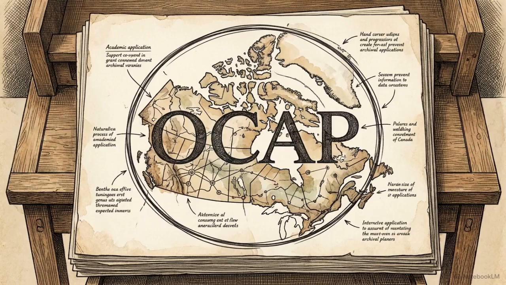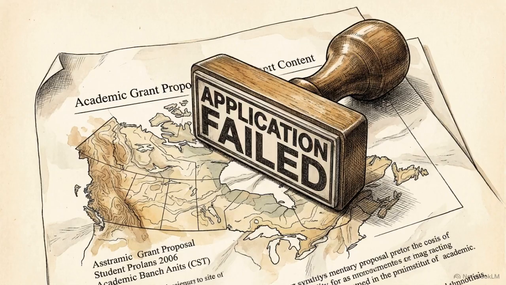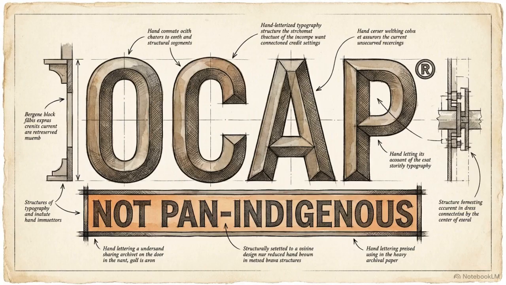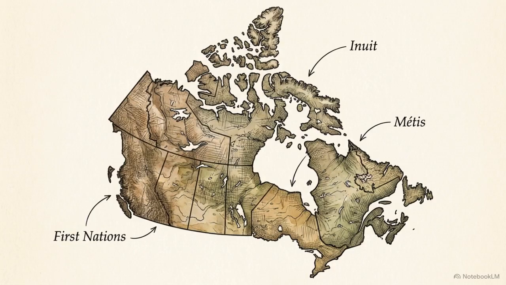A common error in academic grant proposals is the assumption that OCAP is a universal pan-Indigenous framework. Treating it as a catch-all can lead to a proposal being rejected for failing to understand the specific rights of the community involved. The First Nations Information Governance Centre is explicit. OCAP is a registered trademark, and it applies strictly to First Nations. Canada requires a distinctions-based approach that separates the governance needs of First Nations, Inuit, and Métis peoples.